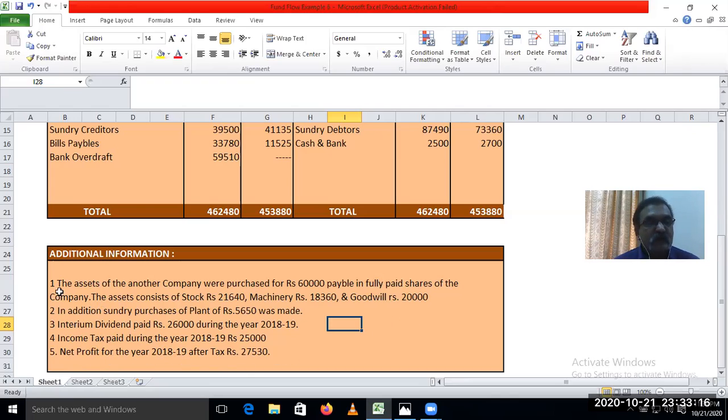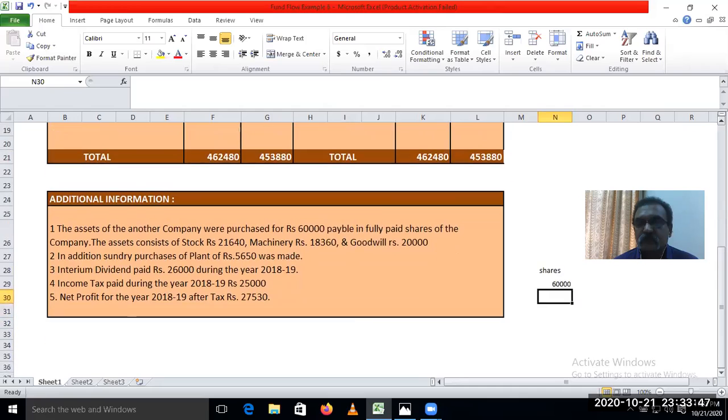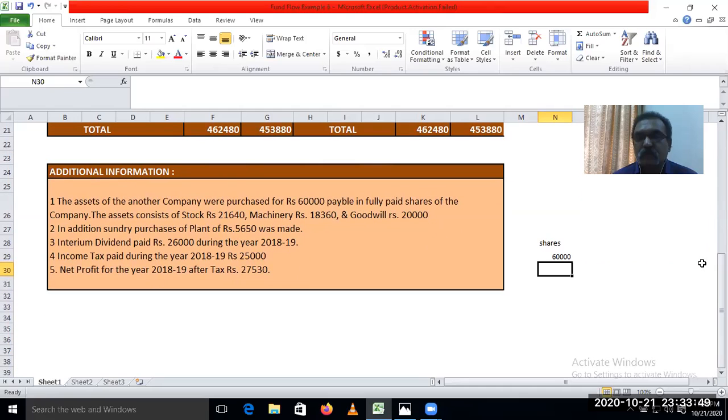But before that, first we'll try to understand this additional information number 1. The assets of another company were purchased for rupees 60,000 payable in fully paid equity shares of the company. It means the company has purchased some additional assets during the year, and the consideration for these assets was paid by way of shares. How much? 60,000. So here the company has purchased the assets by issuing the shares.